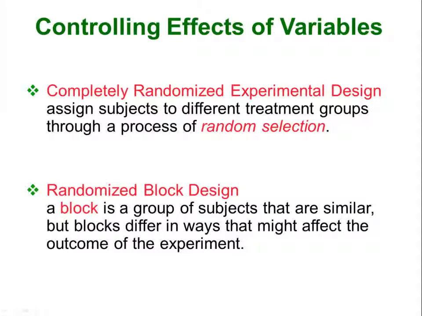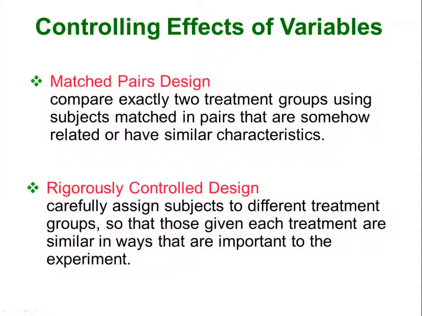Trying to control effects of variables: if you have a completely randomized experimental design where you're assigning subjects to these different treatment groups through this random selection process, that helps to control for various effects. And if you do a randomized block design where you block subjects based on how they're similar, so maybe you're blocking subjects by smoking levels, low, medium, and high, and then you're running an experiment on those 3 blocks, it helps you to see if smoking has an effect.